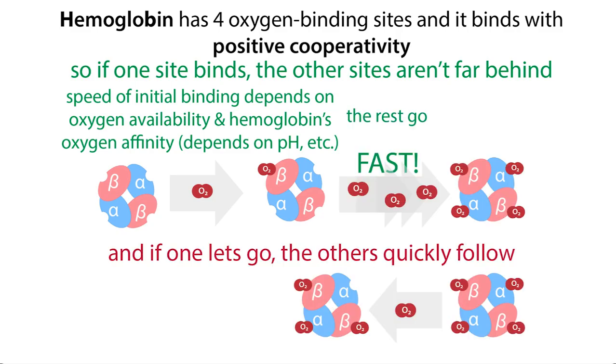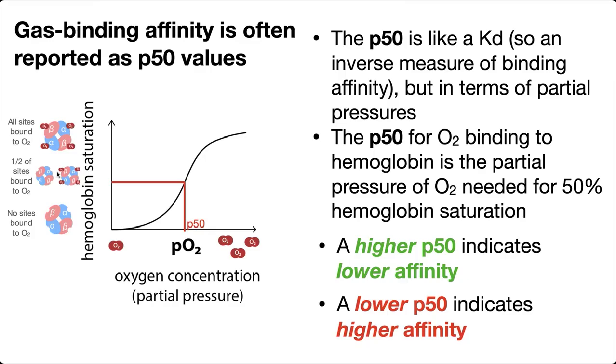And when one unbinds, the rest unbind. You're going to end up with probably a 50-50 mixture of all bound or none bound. But half of the hemoglobin sites that are available to bind to oxygen are bound to oxygen. So you've got 50% saturation. The partial pressure of the oxygen, the concentration of the oxygen that got you to that 50% saturation, is your P50. So think of your P50 like your KD.